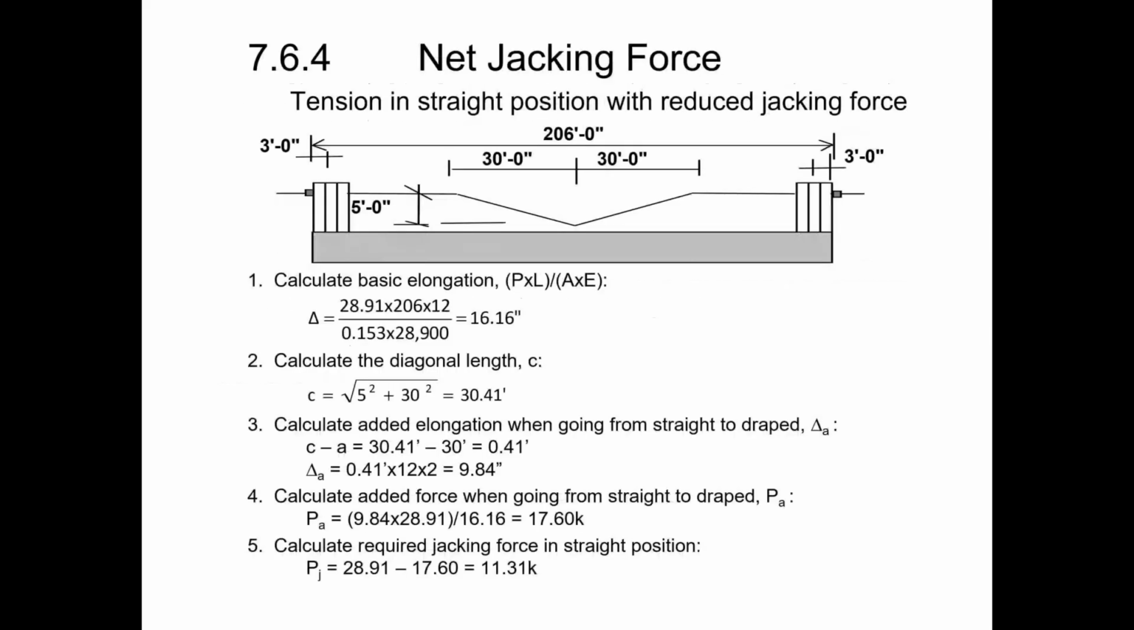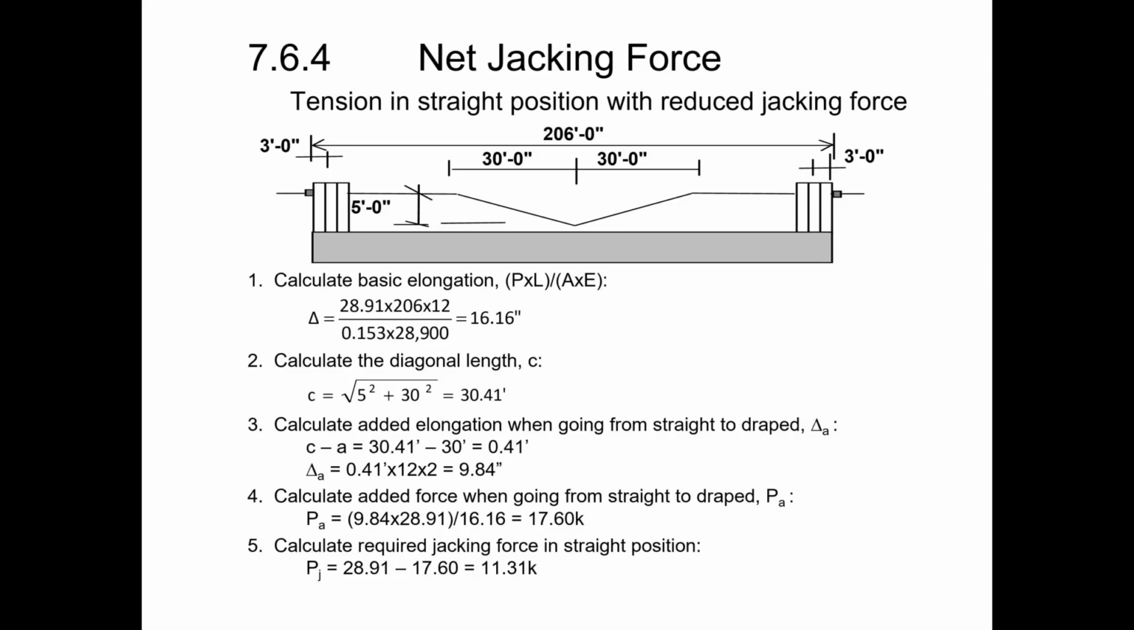So let's go back to step 4 here. We're just going to plug in: our added force is equal to our added elongation times our required force divided by our basic elongation. That gives us 17.60 kips. So we know we're going to gain 17.6 kips when we go from the straight to the draped position. So we need to deduct that 17.6 kips from our jacking force.